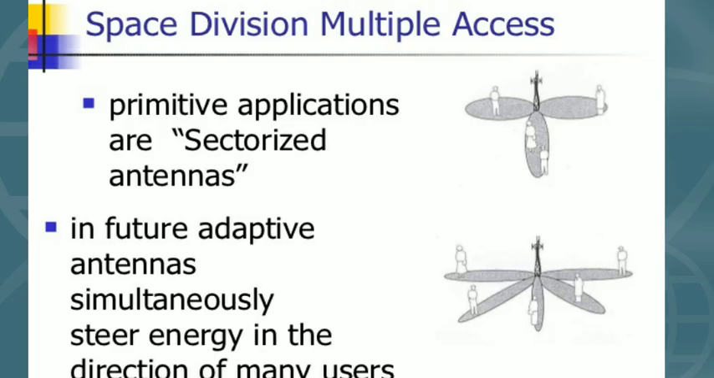In space division multiple access, for primitive applications, sectorized antennas are used. In future, adaptive antennas are going to be deployed simultaneously to steer energy in the direction of many users. Most probably, they will use isotropic antennas.